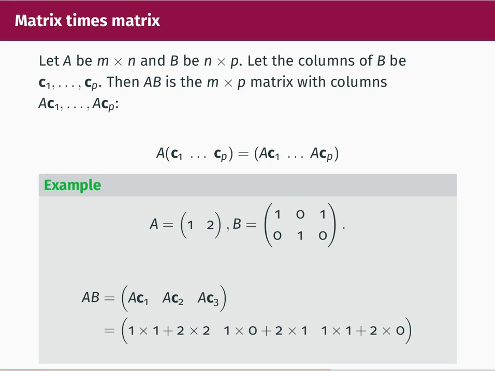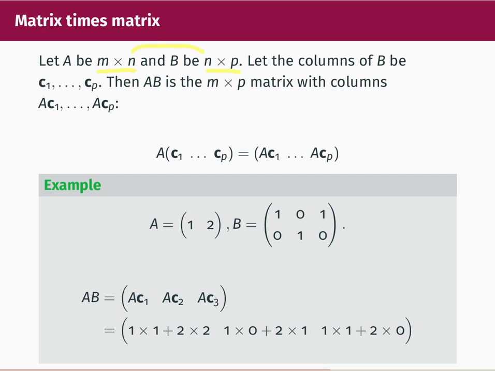Okay, finally we're ready for the most general definition of matrix multiplication. This time we take a matrix A, which is m by n, and B, which is n by p. And again, I really do require the two n's to be equal, so I really require that the number of columns in A is the same as the number of rows in B.